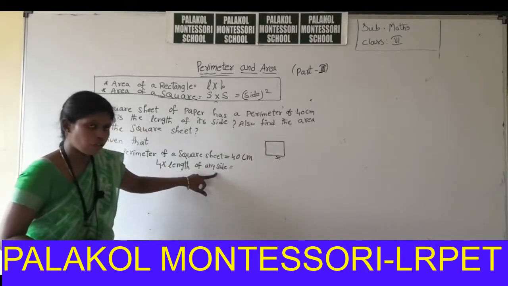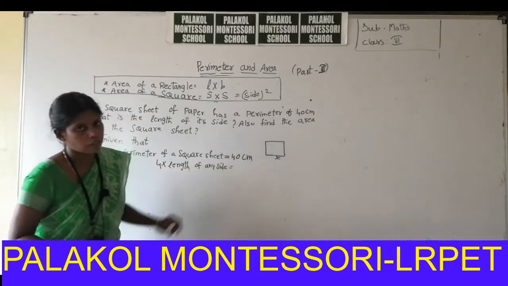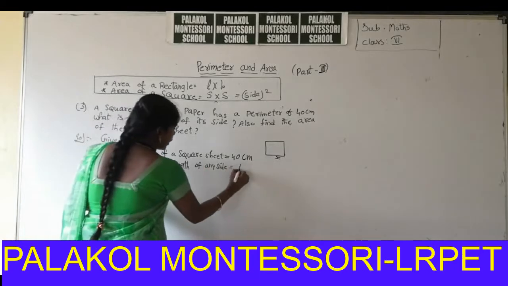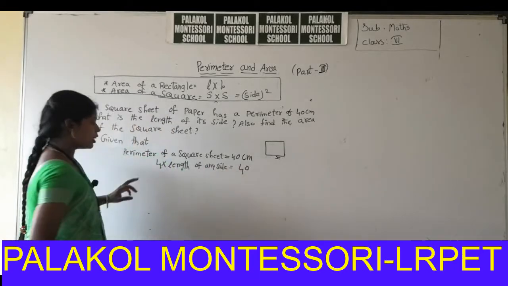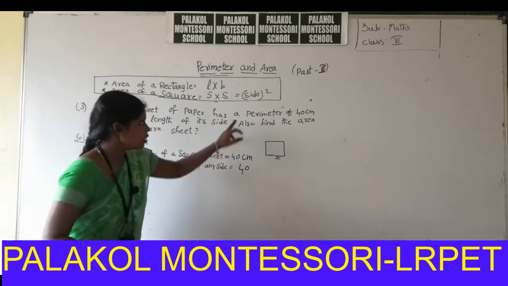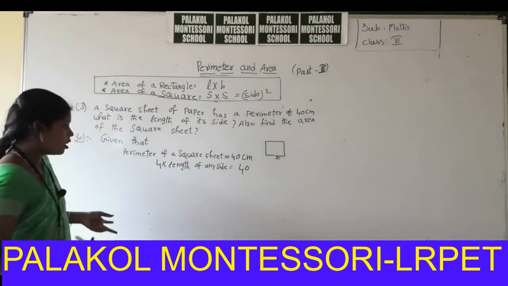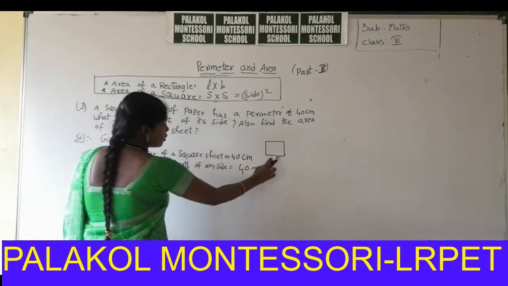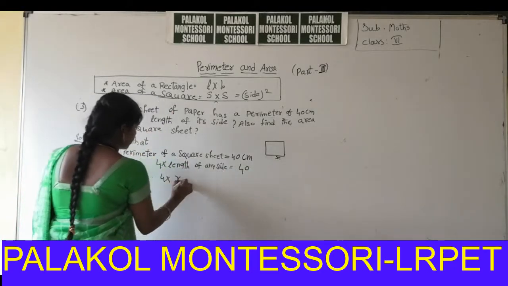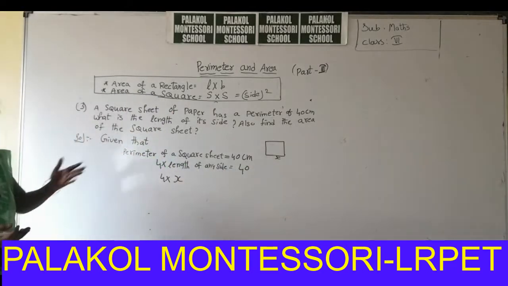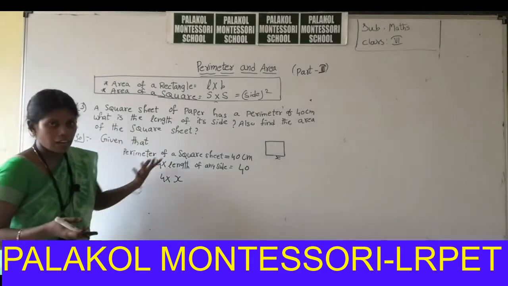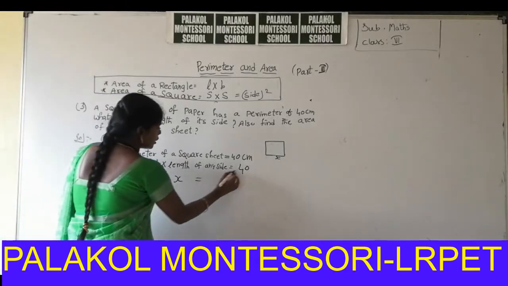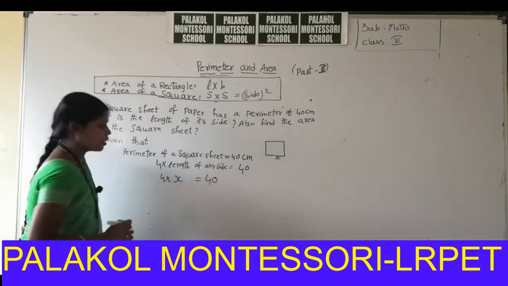This is also a perimeter of a square formula. So, both are equal. 4 into length of any side is a perimeter of a square. 40 is also in this question the perimeter of a square. So, both are equal. The length of any side we can take as the letter x. We don't know the length of any side, we can find that length. So, 4 into x is equal to 40.